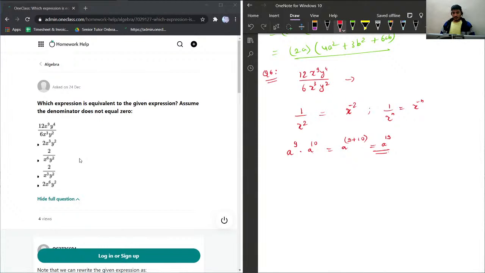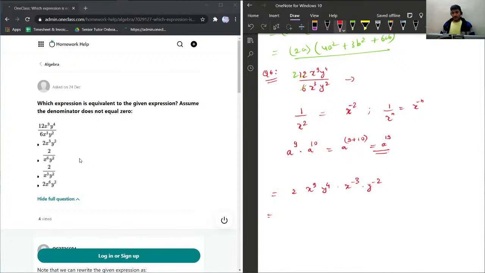For this one, first we can directly divide 12 with 6, so this will become 2. So I have 2 here, then I have x power 9, y power 4, and I will use this property to take the x and y terms to the numerator. So this will become x power minus of 3 and y power minus of 2.